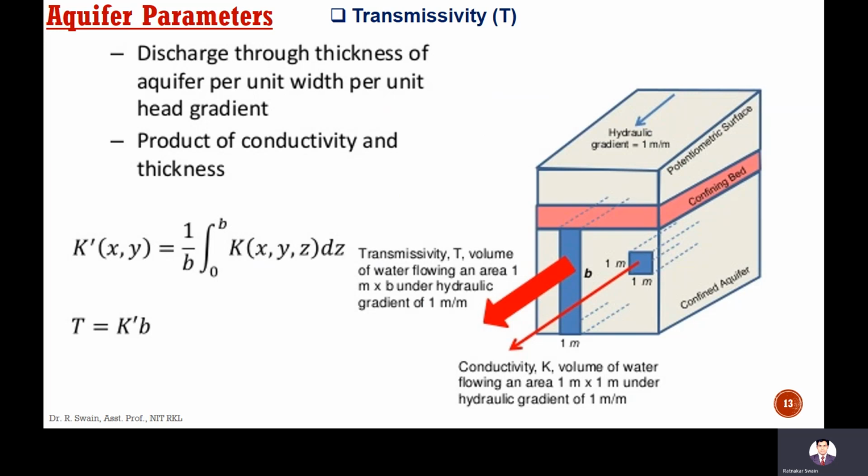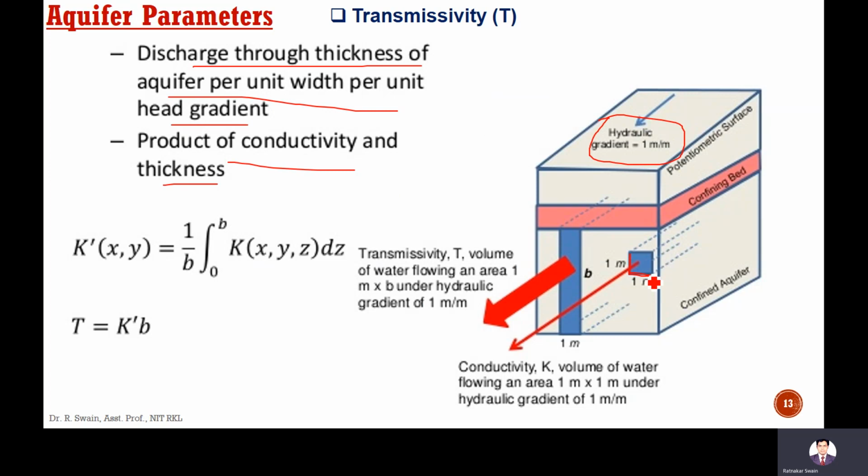The next parameter is transmissivity. Transmissivity is the discharge through the thickness of the aquifer, per unit width, per unit head gradient. It is the product of conductivity and thickness. This transmissivity is similar to permeability. The only difference is here, in this cube, you can see the hydraulic gradient is 1 meter per 1 meter. This is the aquifer, and this area is 1 meter by 1 meter.